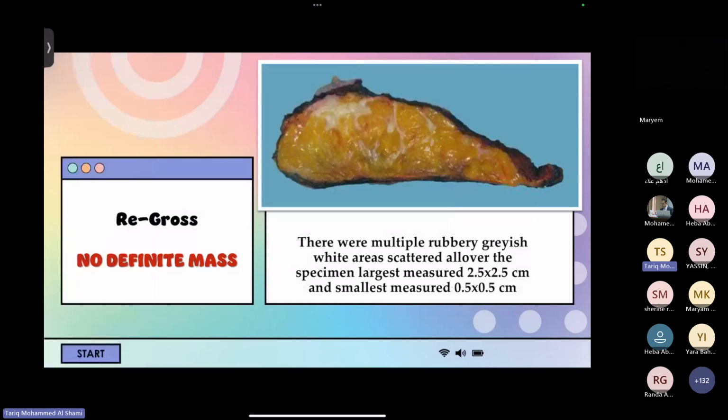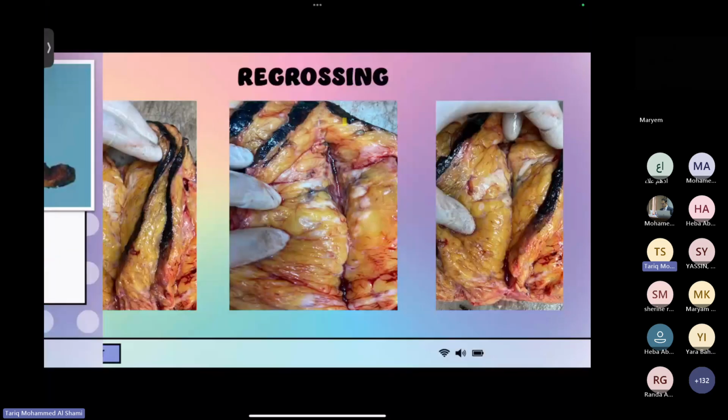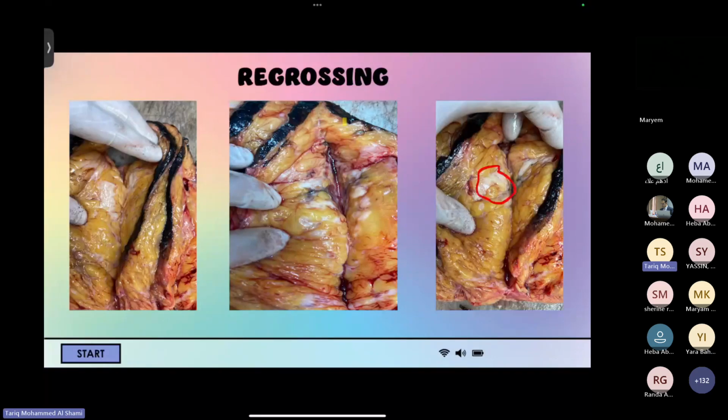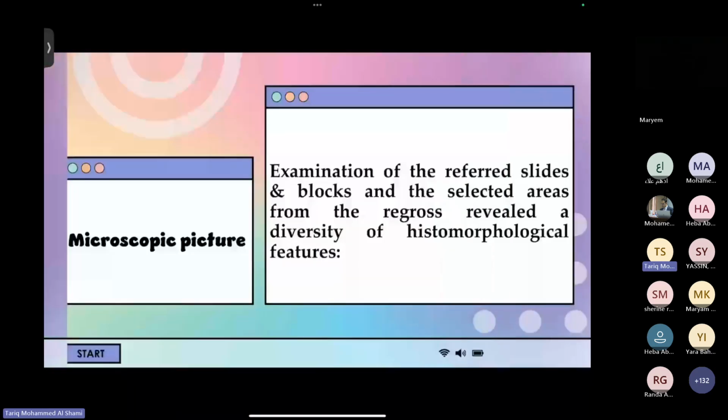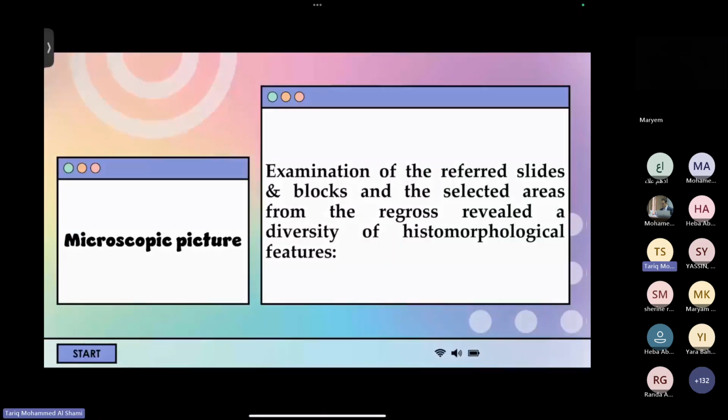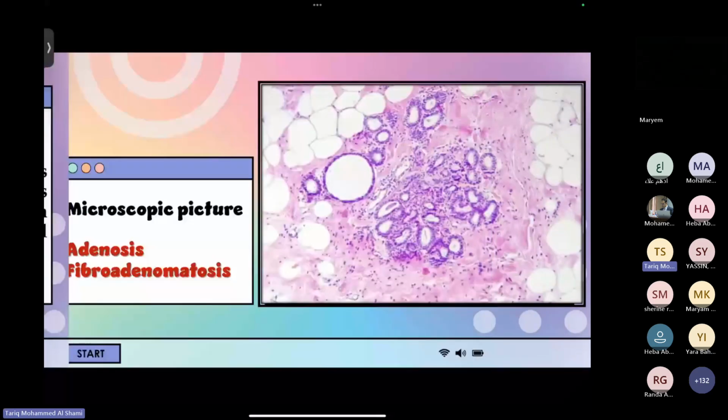Grossing of the specimen: the first grossing revealed multiple discrete rubbery grayish-white areas. Maximum dimension is 2.5 centimeters, and the first grossing revealed that there is no definite mass, which is very suspicious, so we have to do a regross for this case. After regrossing, we found multiple suspicious lesions with rubbery to firm consistency, and all the suspicious lesions were sampled in histological blocks and revealed the following.